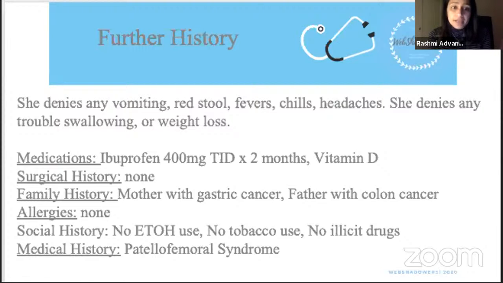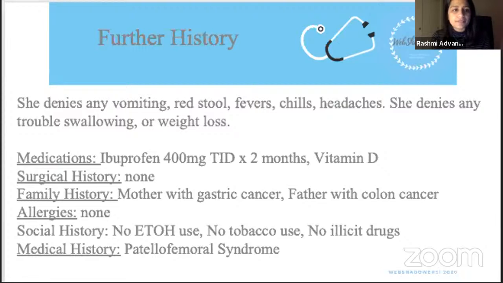So medication, she's been taking ibuprofen over the counter, 400 milligrams 3 times a day for 2 months. She's also been taking vitamin D supplements. She's never had any surgeries. Her family history, she said her mother had some cancer in the stomach, but she doesn't remember much about that or the age of her mother's diagnosis. And her father was also diagnosed with colon cancer. Also, she's unfamiliar with what year, how old he was when he was diagnosed with colon cancer.